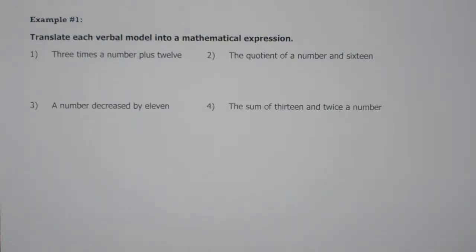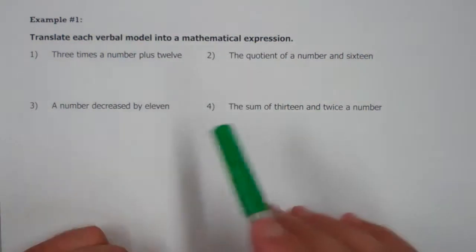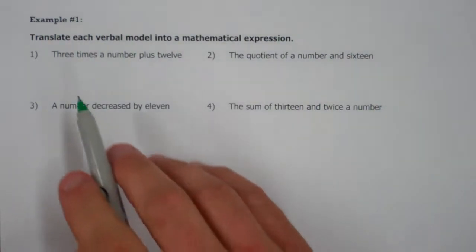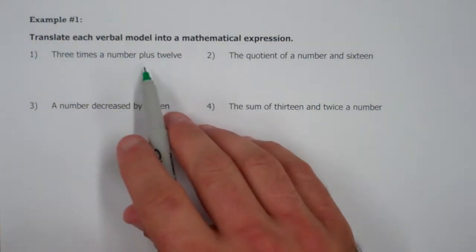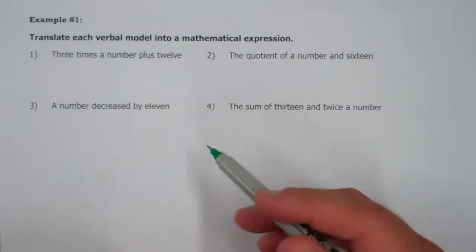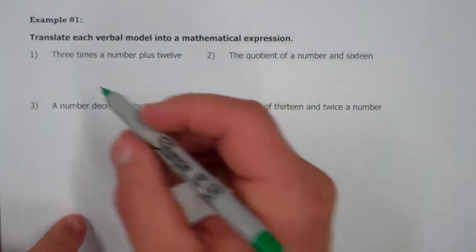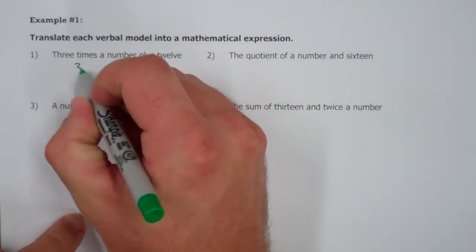In example 1, we get to translate each verbal model into a mathematical expression. Let's read the first one, and when I'm doing these problems I like to read the whole thing first, and then I start to look at each individual part or try to break that sentence into a smaller part. So if we read the first one, we have 3 times a number plus 12. In my mind I see this 3 times a number, and I'm going to write that as 3n.